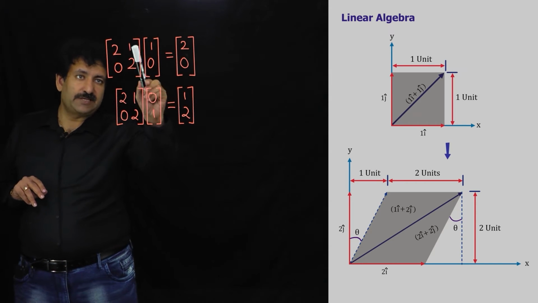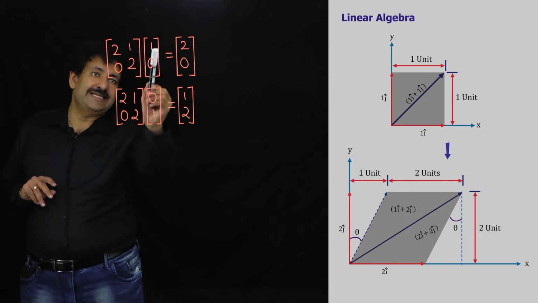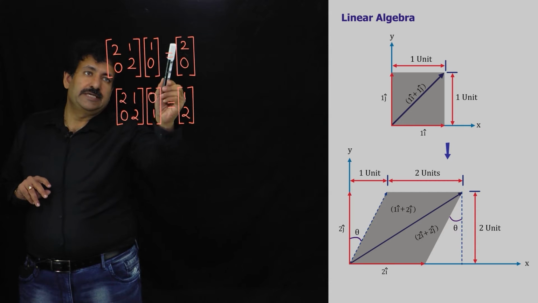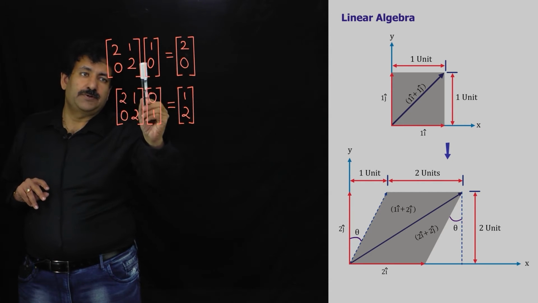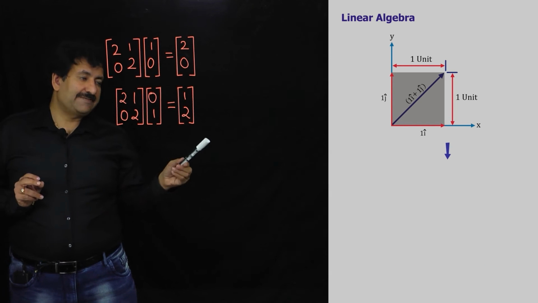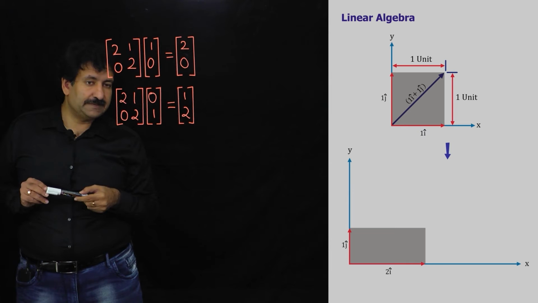Now, 1 0 is operated upon by this matrix, then you would clearly see it is 1 into 2 plus 1 into 0. So therefore, it is 2, and then 1 into 0 plus 2 into 0, that is 0. That means the x vector is merely scaled and it does not undergo any rotation.